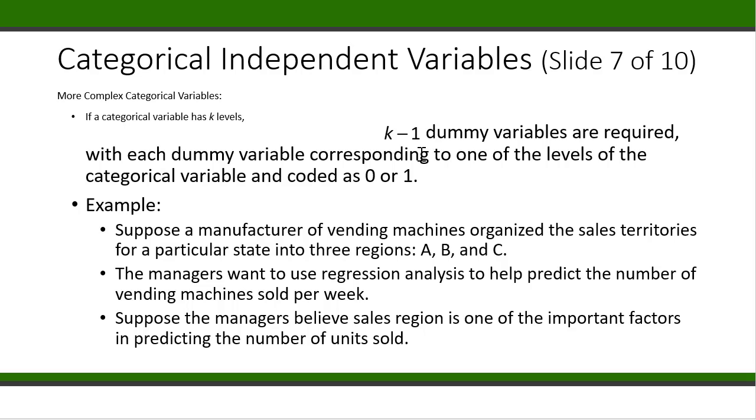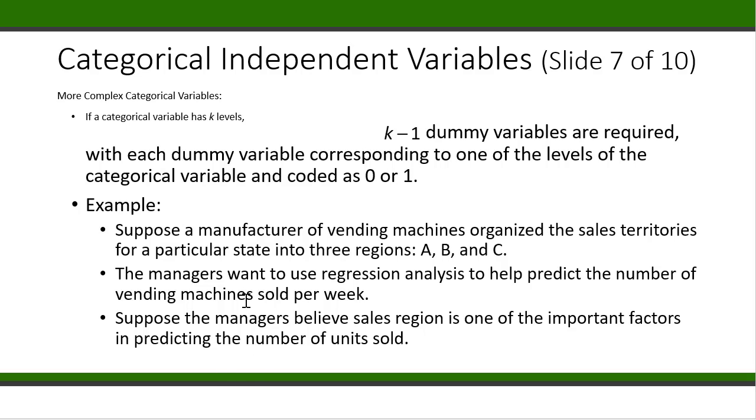So some things to remember when you're using dummy variables. You're always going to need k-1 dummy variables, where k is how many categories you have, and they're corresponding to one of the levels in the categorical variable. And they're always coded 0 or 1.